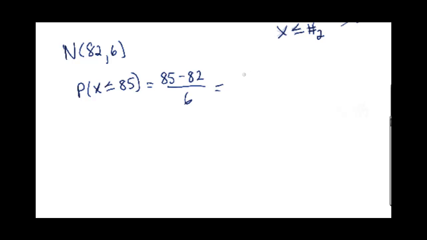Actually, you don't need that, do you? See, that's what happens when you can calculate independently. 3 over 6 is 1 over 2, so we're looking for a Z-score of 0.5. That is your Z-score right here.